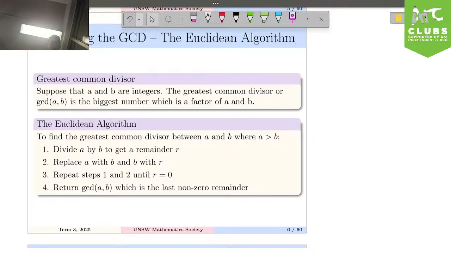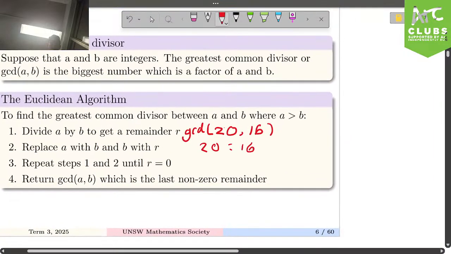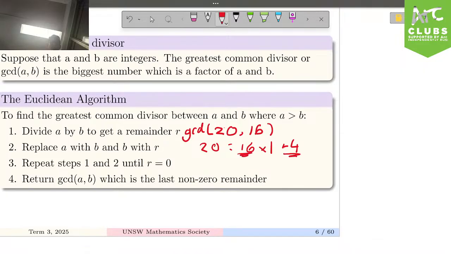And here's the Euclidean algorithm. So let's give an example. Let's say that I wanted to find the greatest common divisor between 20 and 16. Now, we probably know what this is just by looking at it, but let's say we don't know. I'm going to say 20 is equal to 16 times 1 plus 4. Then I look at this 16 and this 4 and ask, how can I break these two apart? Well, I know that 16 is equal to 4 times 4 plus 0. This plus 0 tells me to stop the algorithm, and this number here, this 4, is our GCD.